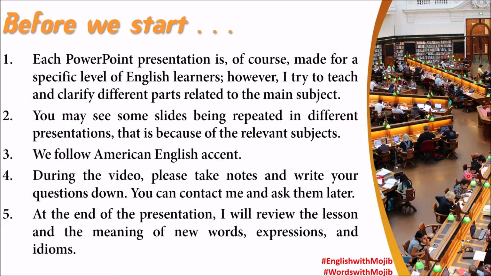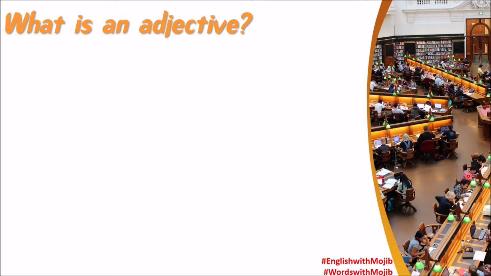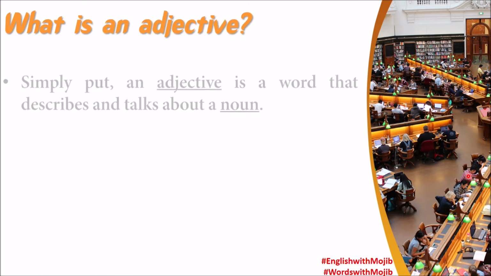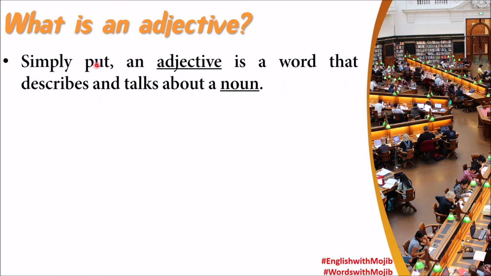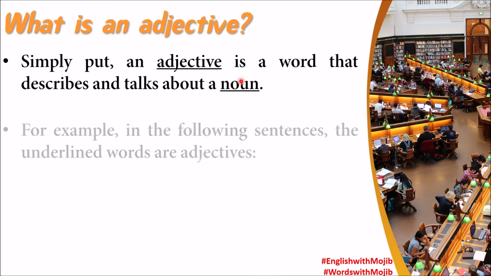So let's go to our subject, which is comparative adjectives. First of all, what is an adjective? Simply put, which means using simple words and simple definitions to say something, an adjective is a word that describes and talks about a noun. So, an adjective talks about a noun.